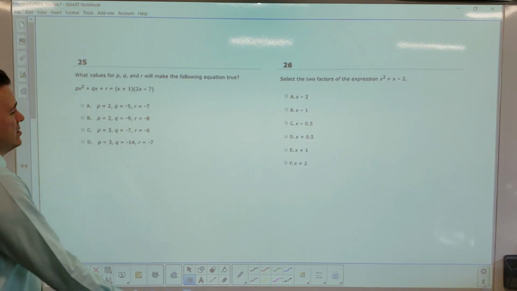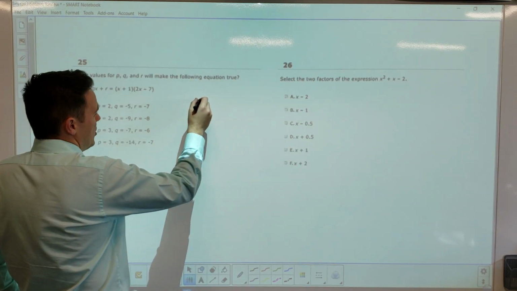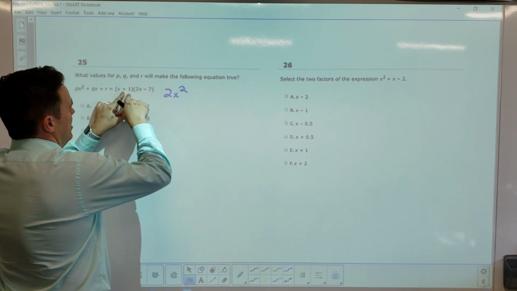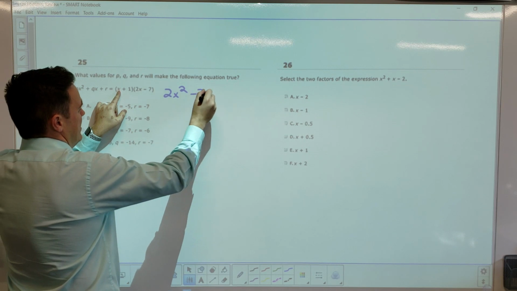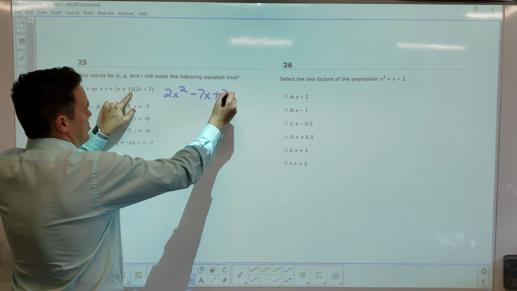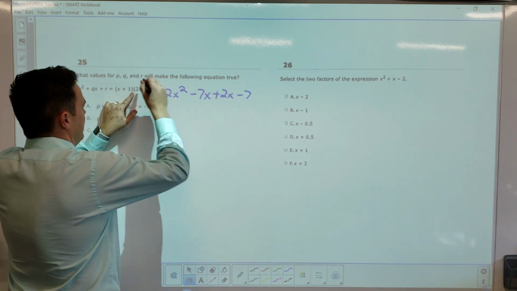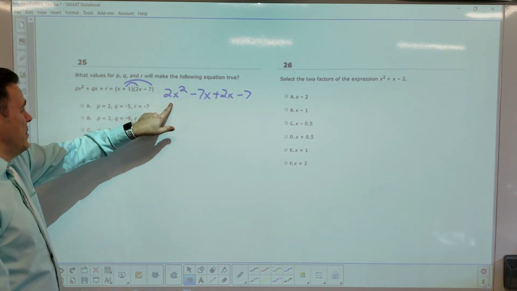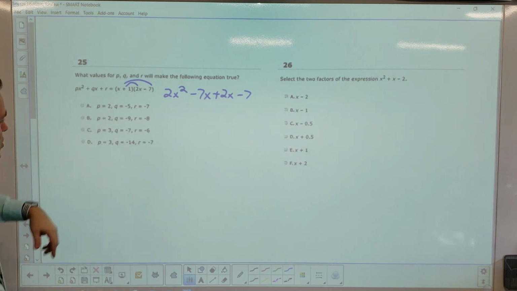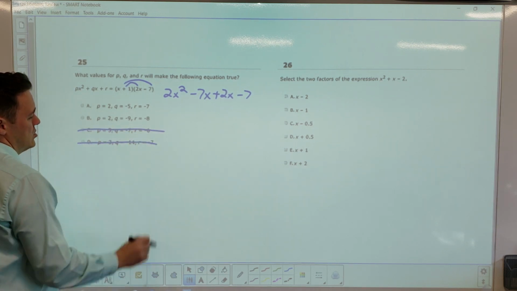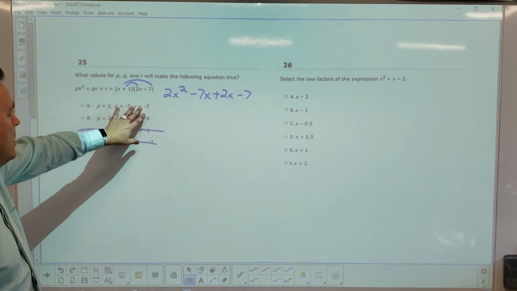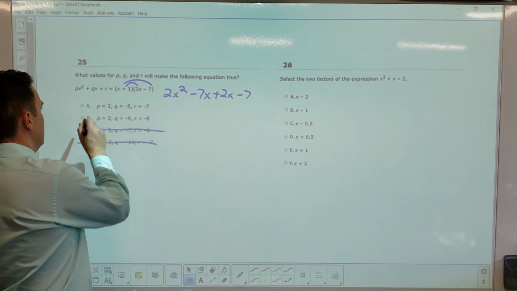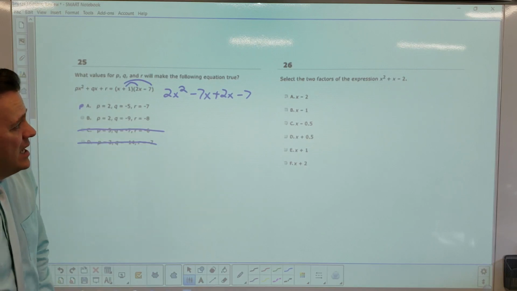25 is the same way, okay? I'm going to factor this one out, so it'll be 2x squared, and then it's going to be minus 7x plus 2x minus 7. Okay, so I did the FOIL method on this one. When I set this up, my first value, p, is a 2. So I know those are gone. My last value is a negative 7. So now my answer is A.